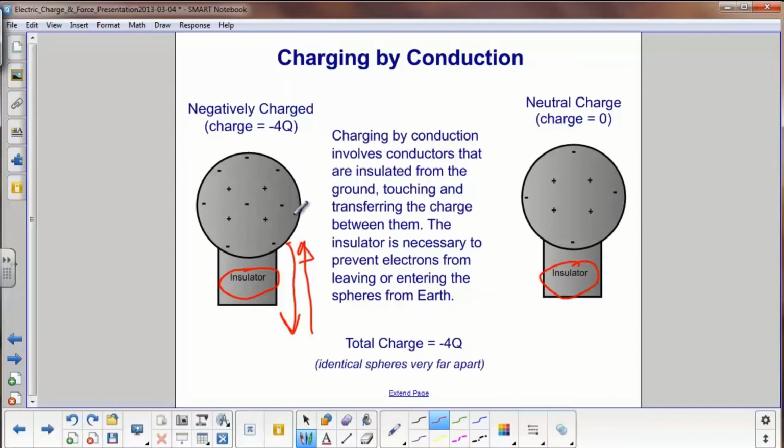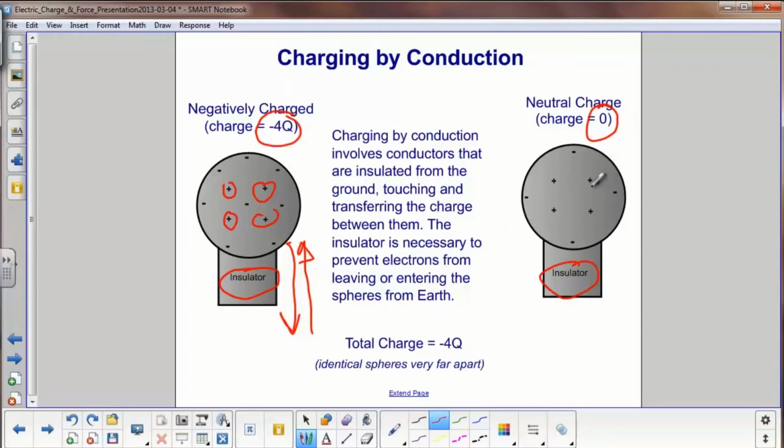The other convention that we'll have to get comfortable with here are these signs. You can see we have 1, 2, 3, 4 positive charges, 1, 2, 3, 4, 5, 6, 7, 8 negative, so 4 minus 8 gives us a charge of negative 4Q. Over on this sphere, which we're calling neutral, you can see that there are 4 positive charges balanced by negative 4, which gives you a net charge of 0.